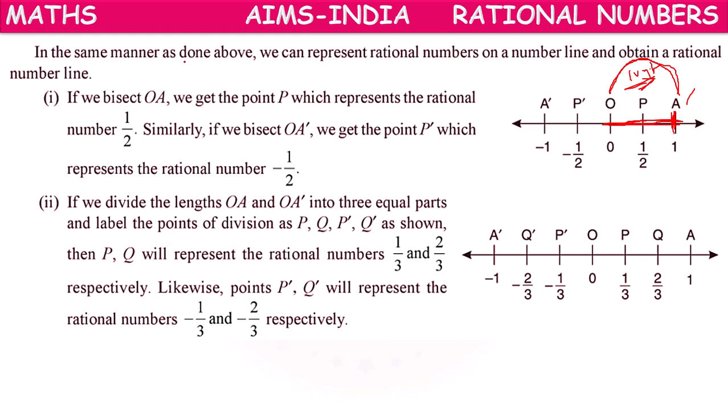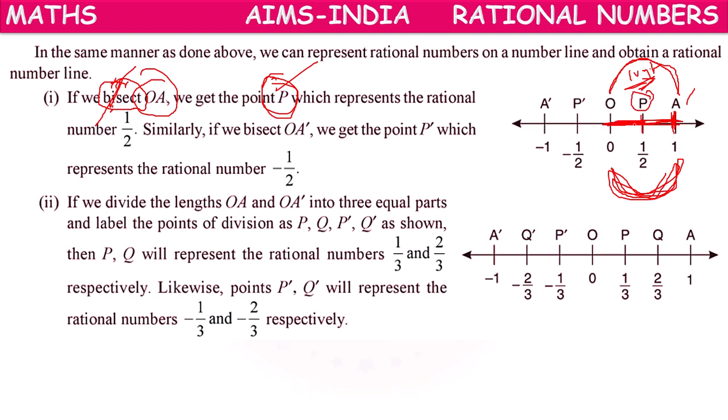For representing rational numbers, we will bisect this OA into two equal parts. Bisect means dividing into two equal parts. So we can bisect OA with the help of point P, which divides OA into two equal parts.